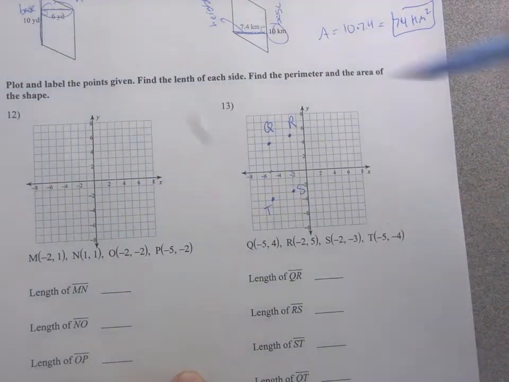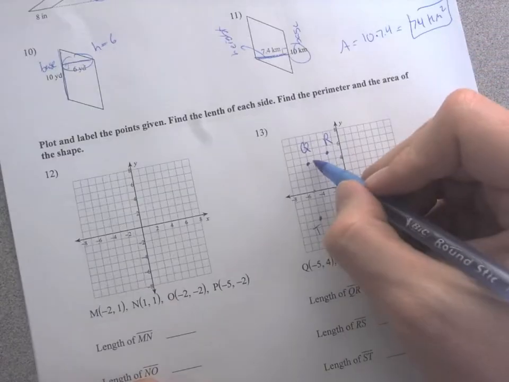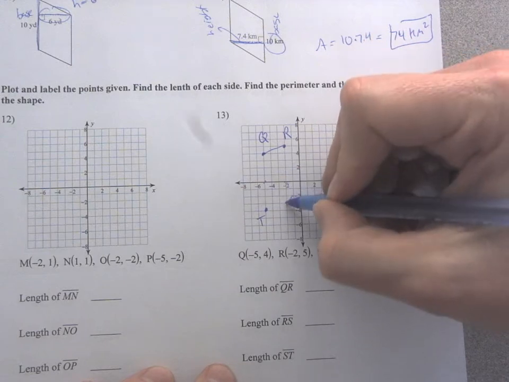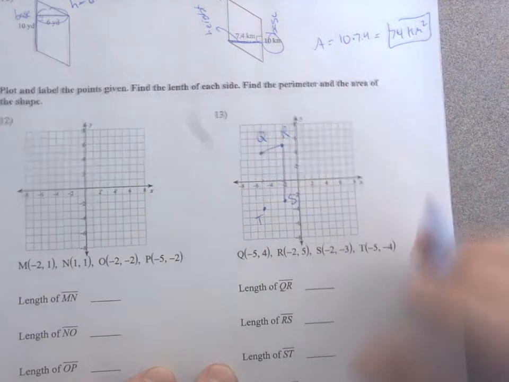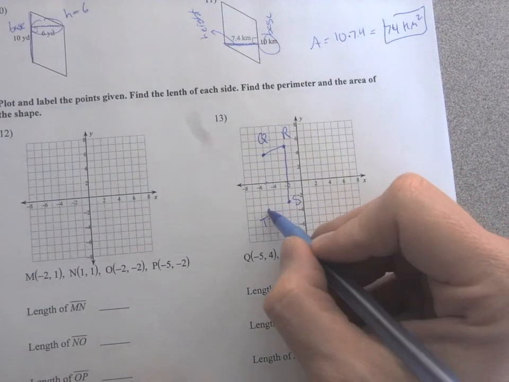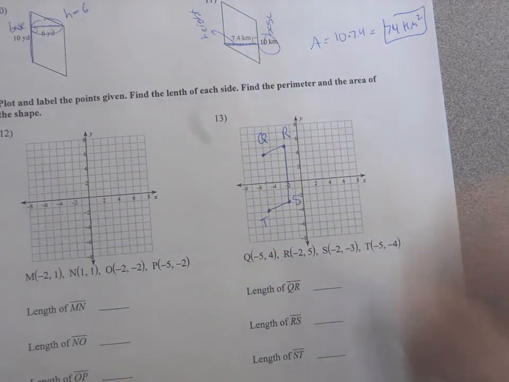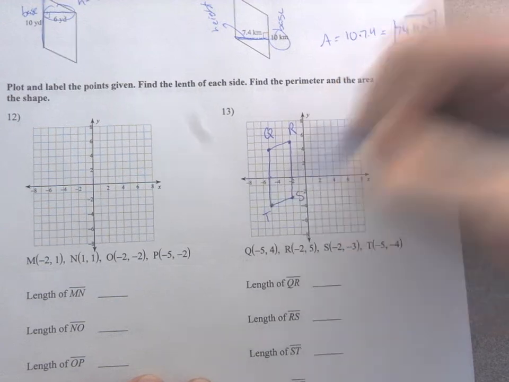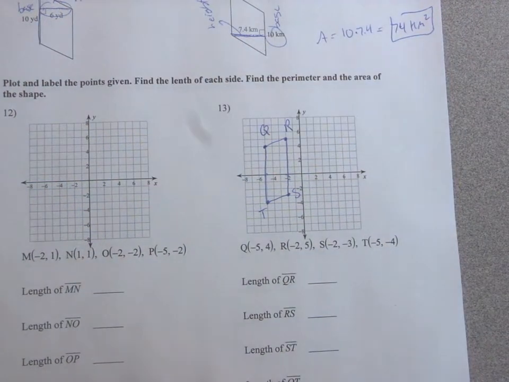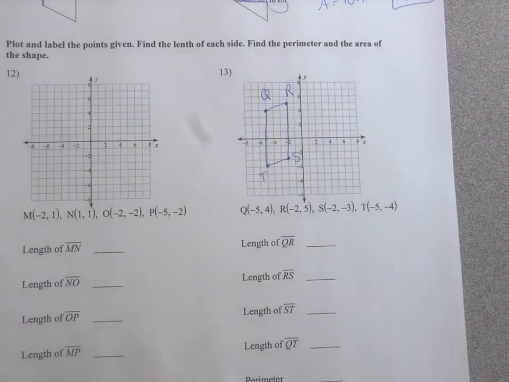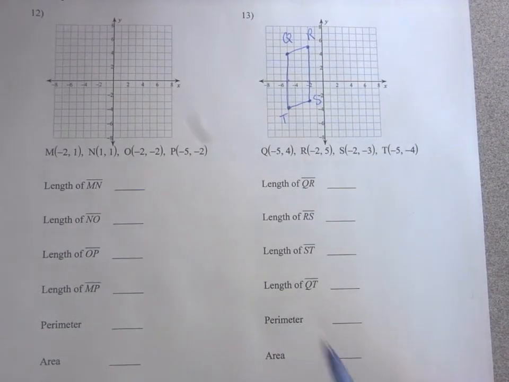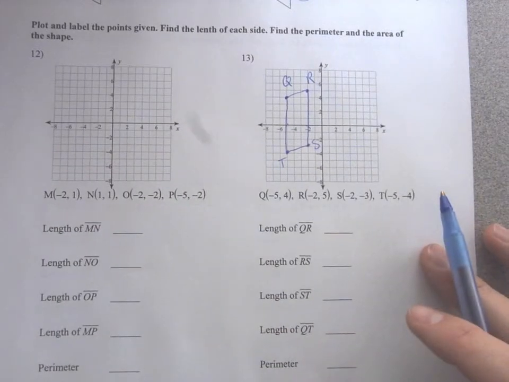And we're going to connect these in order. I'm going to connect Q to R, R to S, S to T, and then T back to Q, or Q to T. So notice I have a parallelogram. Now what we want to do is eventually find the perimeter and area. So we have to figure out what those are.